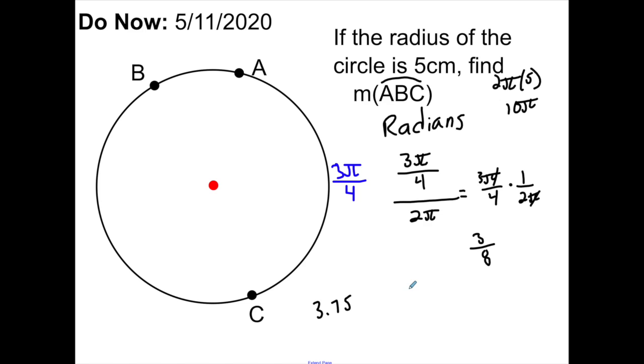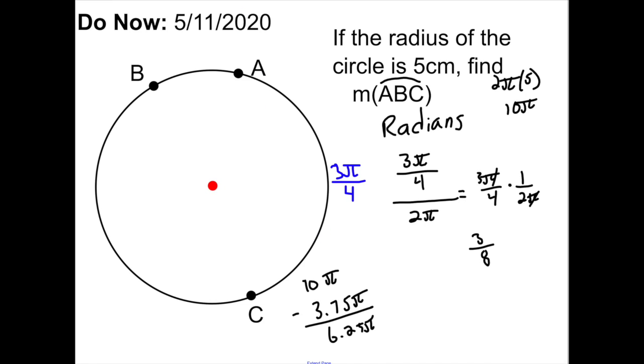And then we could take 10 minus that. We take the total, and we subtract the 3/8, and we're left with the remainder, 6.25 on the other side.